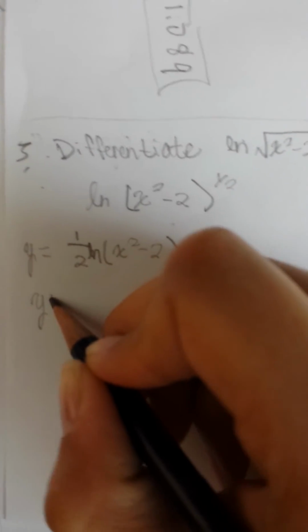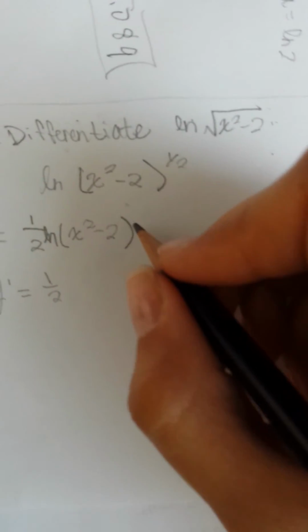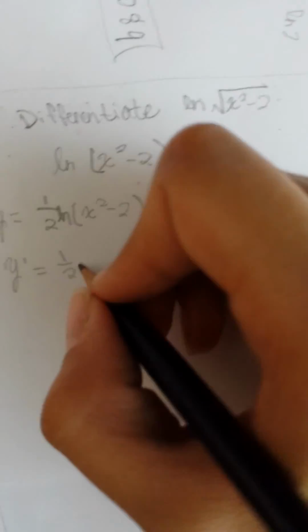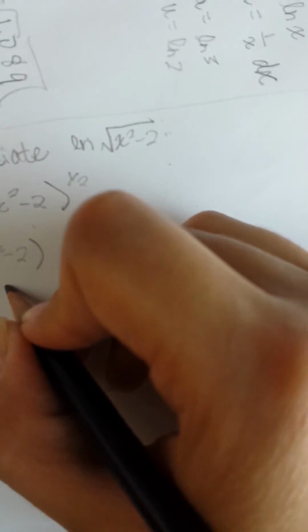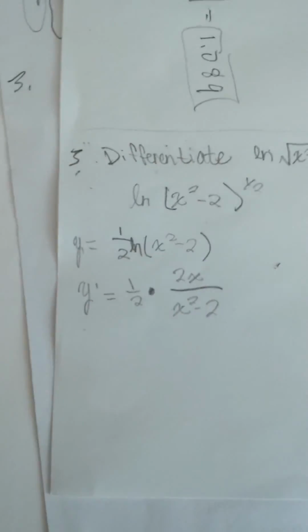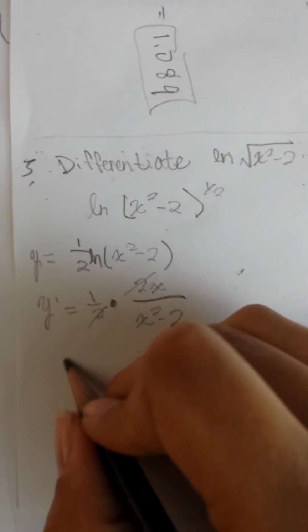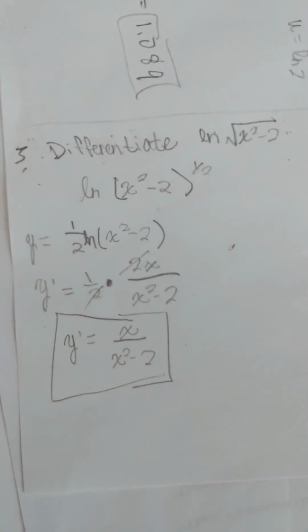Okay, so y prime is equal to 1/2. And then when you are taking the derivative of a natural log, what you do is derivative of the stuff over the stuff. So it would be 1/2 times 2x over x squared minus 2. So this is what you get, and then these 2's cancel. So then your y prime is just x over x squared minus 2, and that is your final answer.